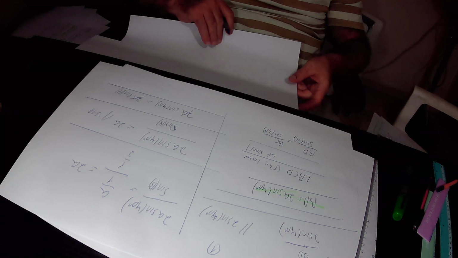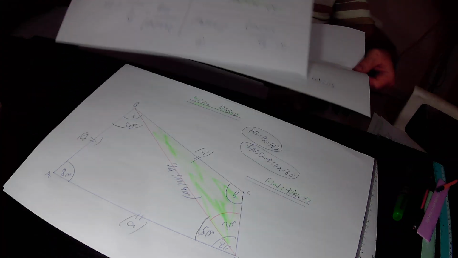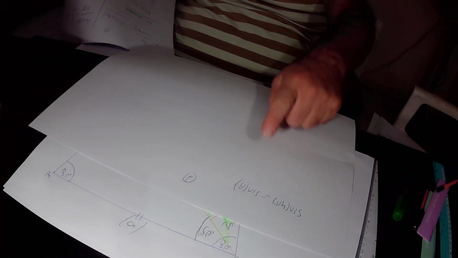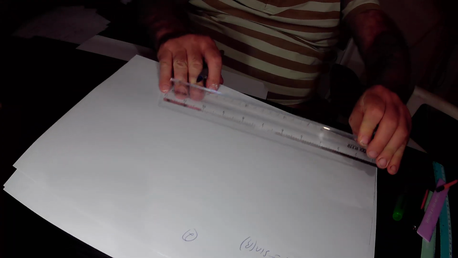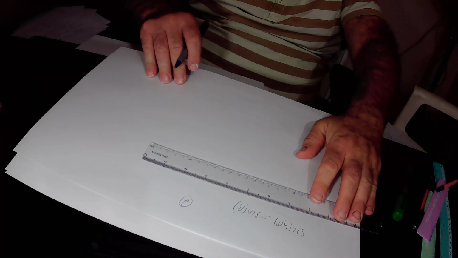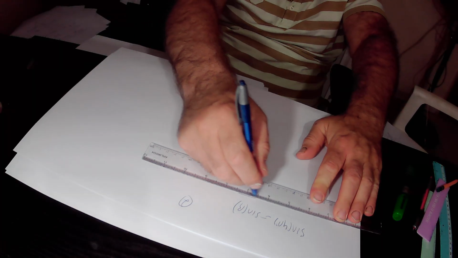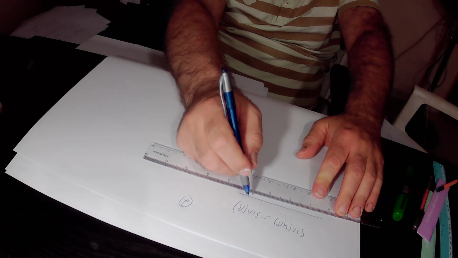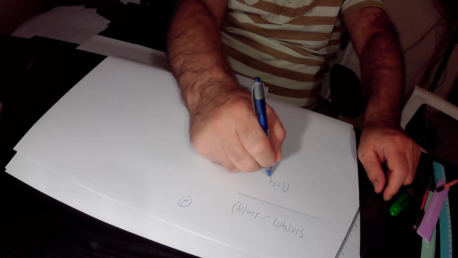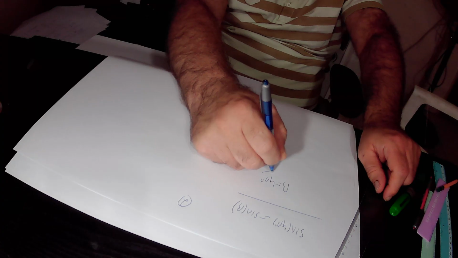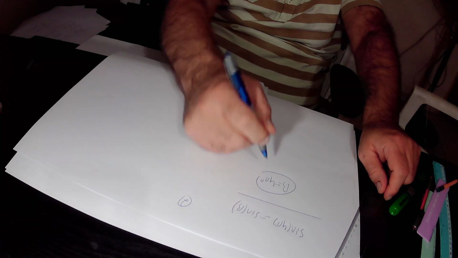So to repeat again, we found out that sine 40 degrees equals sine beta. If sine 40 degrees equals sine beta, it means that beta equals 40 degrees in size. That is the first solution for beta.